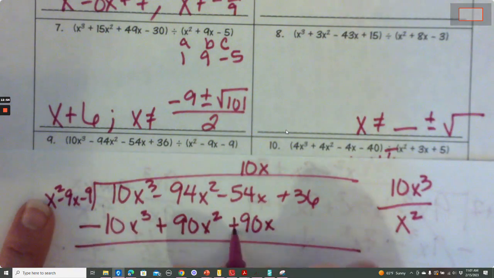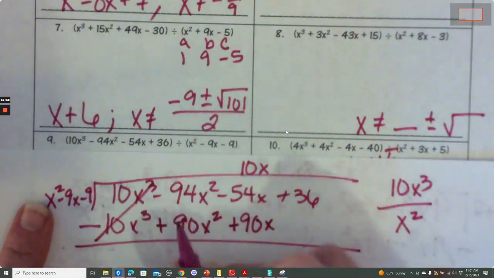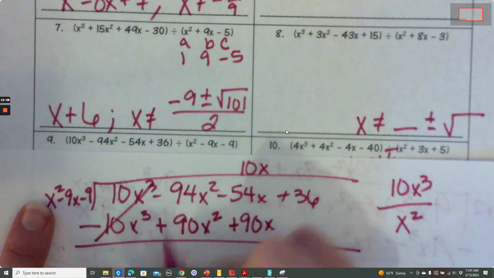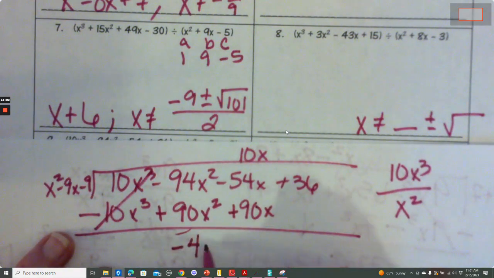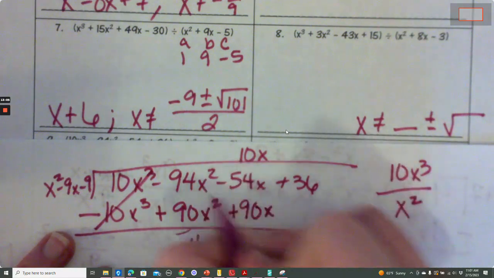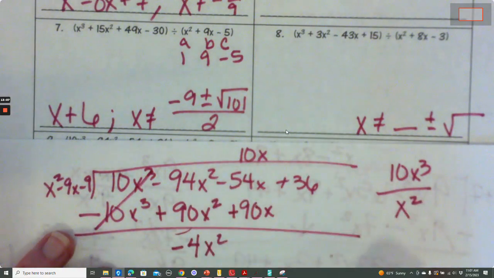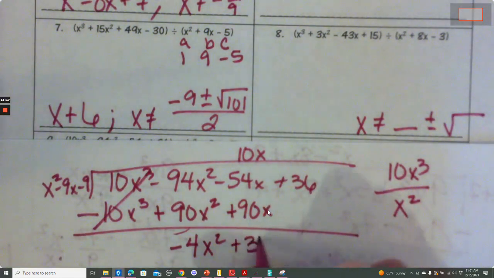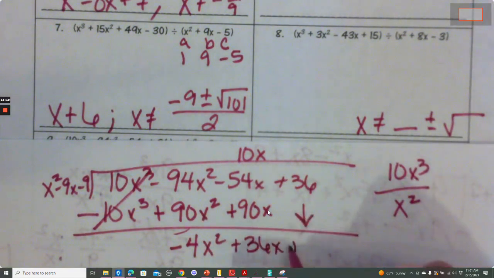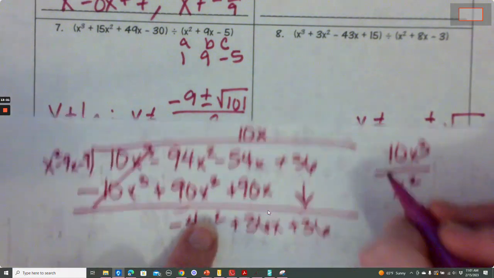Subtract by changing signs, so this cancels. Negative 94 and a positive 90: negative 4, keep the sign. Negative 54, positive 90, it's going to be positive 36x. Bring down this 36.